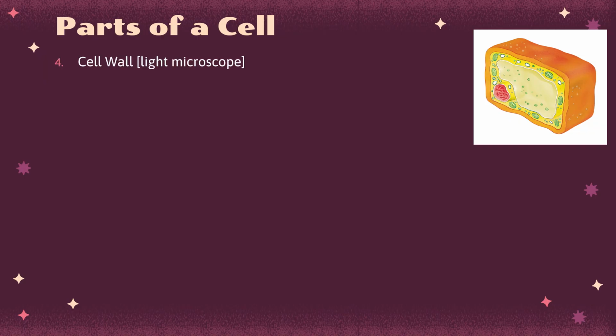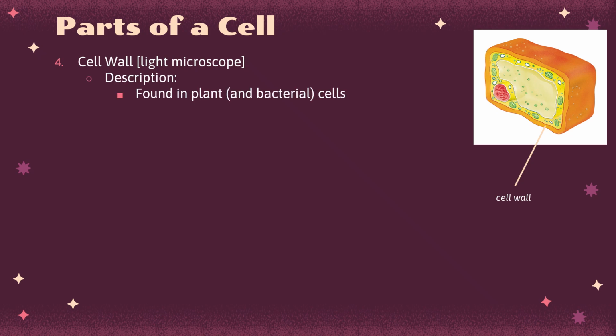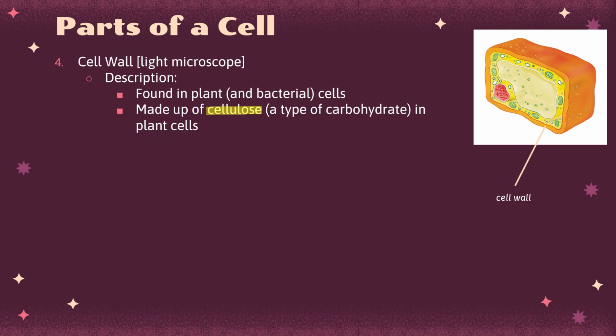The cell wall can be seen with a light microscope. In this diagram, this is the cell wall over here. Cell walls are generally found in plant cells. Bacterial cells also contain a cell wall, but the substance that makes up the cell wall is different. In this video, I will be focusing more on plant cells. For plant cells, the substance that makes up the cell wall is known as cellulose. Cellulose is a type of carbohydrate which you will come across later in chapter 3.